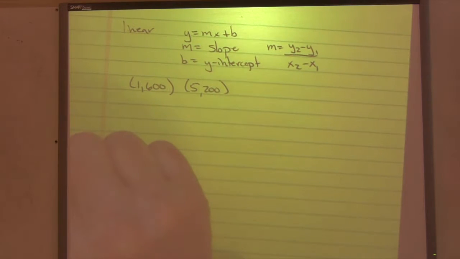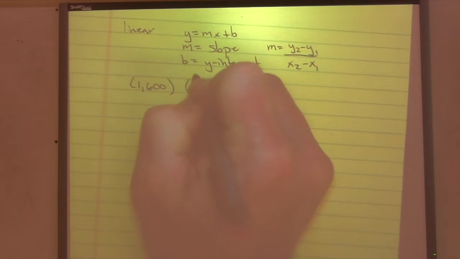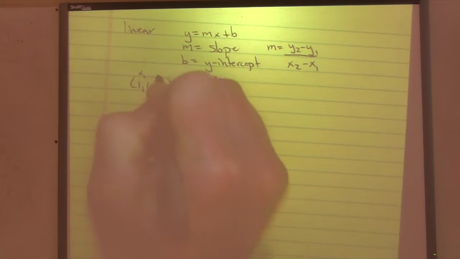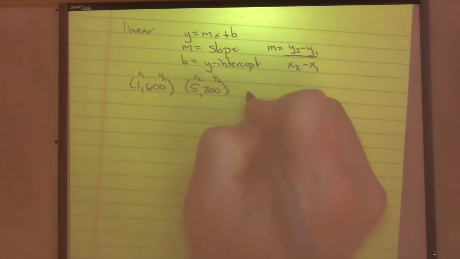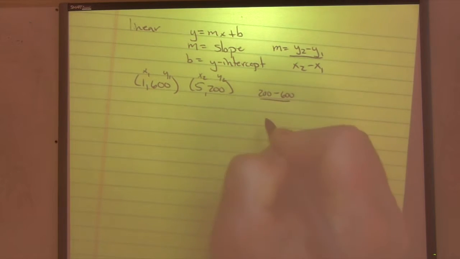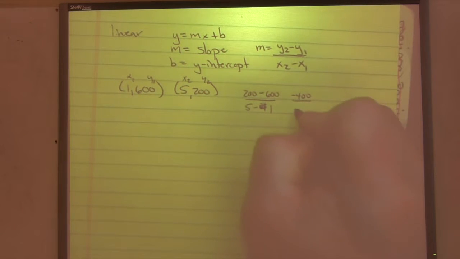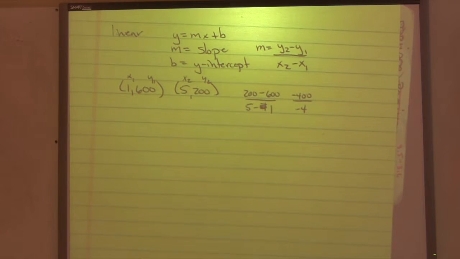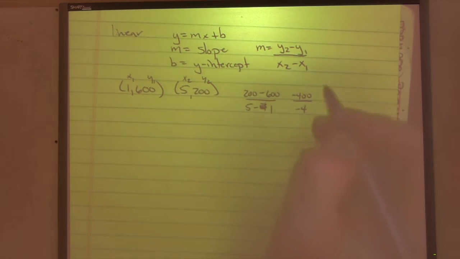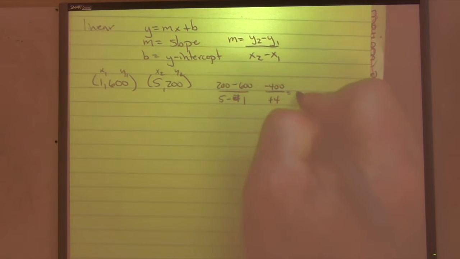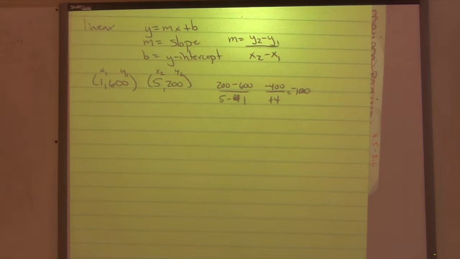So I'm going to call this our second set. So this is x2, y2, and x1, y1, and we plug it into the equation. That would be 200 minus 600 divided by 5 minus 1. So we get negative 400 divided by 4. And that gives us a slope of negative 100. So we've got our slope at negative 100.